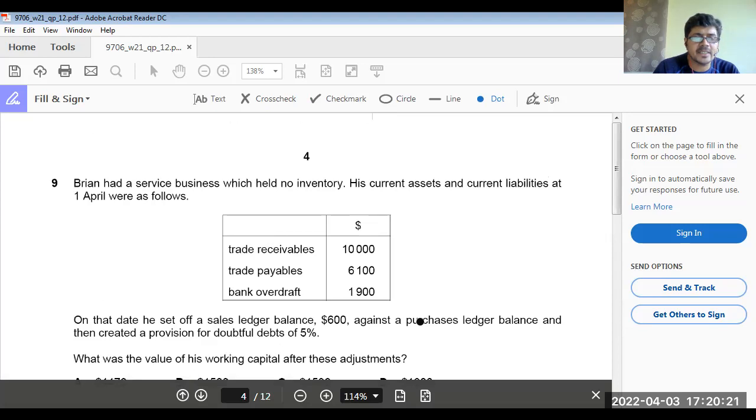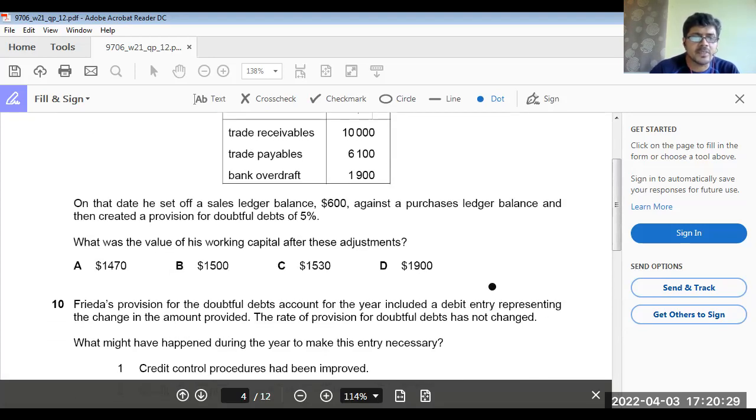Now, question number 9. Brian had a service business which had no inventories. Current assets and liabilities on 1st April were as follows: trade receivable, trade payables, bank overdraft. On that date, he set off a sales ledger balance against a purchase ledger balance and created a provision for doubtful debts of 5%. Now, a contra entry has been made, so trade receivable is 9,400. Okay. And trade payable is 5,700. 9,400 minus 5,700. The answer is 3,700 minus 1,900.